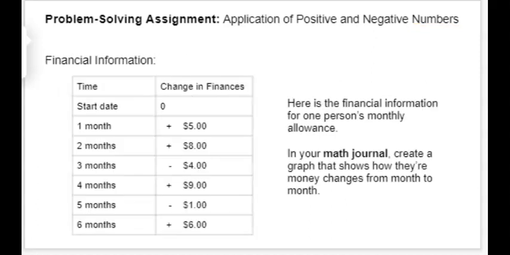So here's that financial information that's going to be in your slideshow. You see at the start, the money is going to go up or down each month, and you're going to graph these changes. From 0, it's going to go up 5, and then up 8 more, down 4, up 9, down 1, and then up 6. So you're going to have one of those spiky little graphs like I did with the temperature.